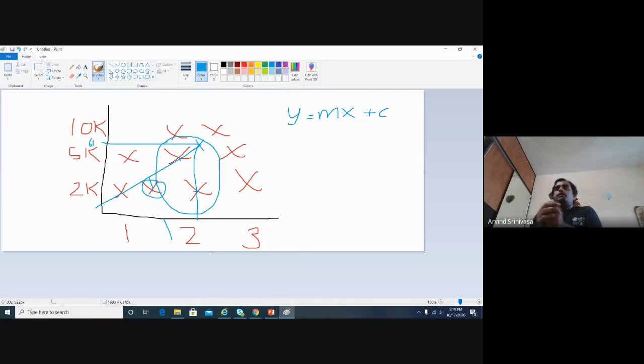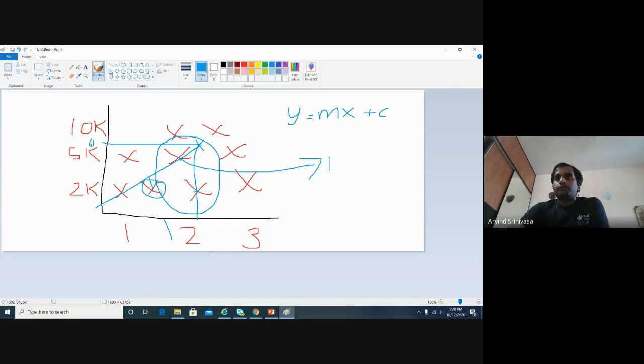So by fitting a line, we came to know that we are able to predict, if you give any requirement, how many houses you can find. So this fitting a line is simply called linear regression. The method is called linear regression, where we try to fit a line and do a prediction based on the error.